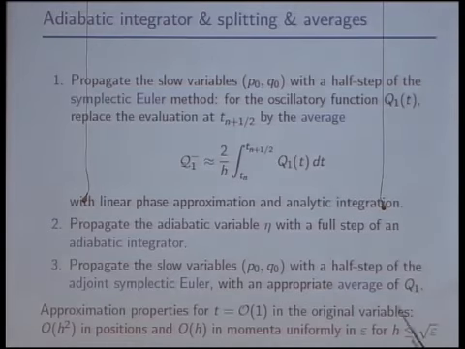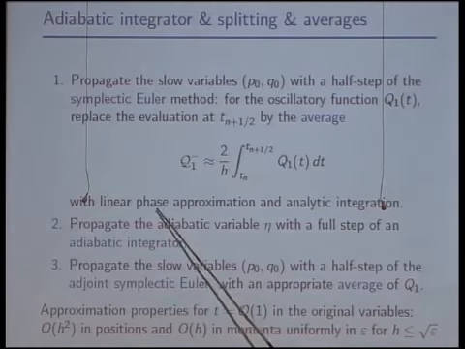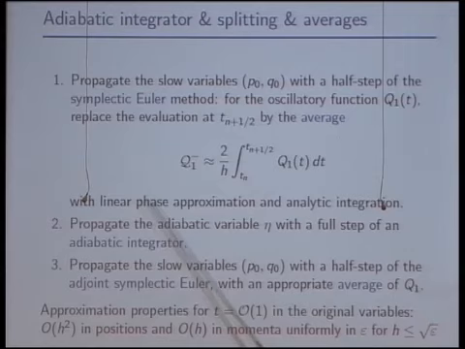So it can be shown that uniformly in epsilon for step sizes which can be as large as the square root of epsilon. And this limitation by square root of epsilon essentially comes from the linear phase approximation. So if you make something better here, you can go to even larger time steps. And then you get second order accuracy in the positions and first order accuracy in the momentum.